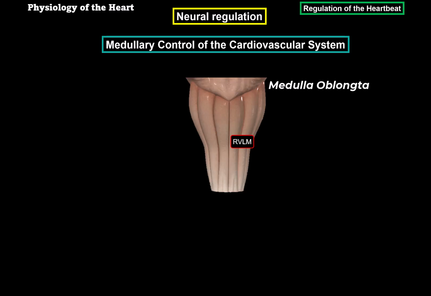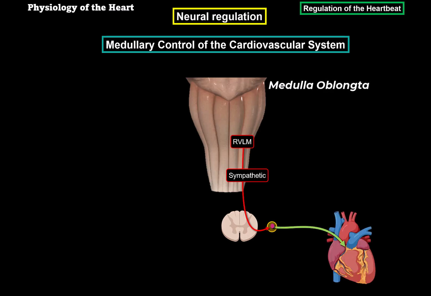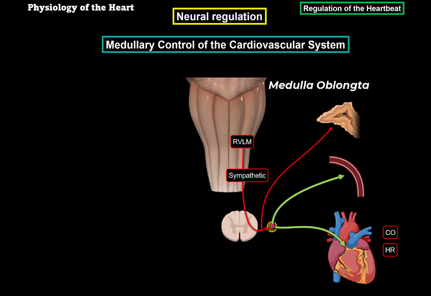These neurons have axons that descend in the lateral column of the spinal cord to the thoracolumbar area, giving off sympathetic innervation to the paravertebral ganglia, to then give off postganglionic innervation to the heart, again increasing the heart rate and the cardiac output, like we just saw. It's also going to cause vasoconstriction and also stimulate the adrenal medulla in releasing epinephrine.